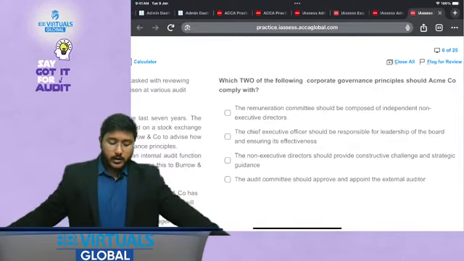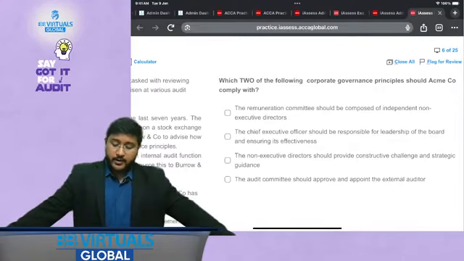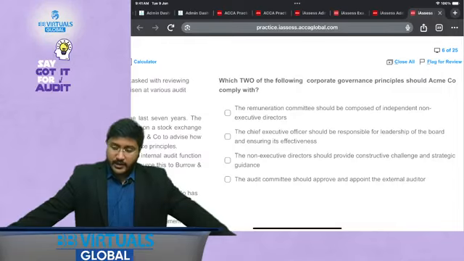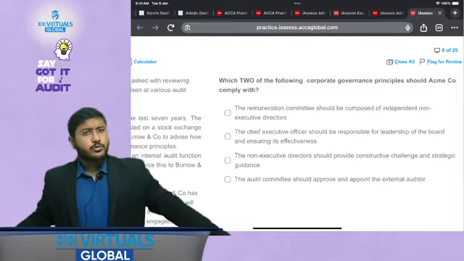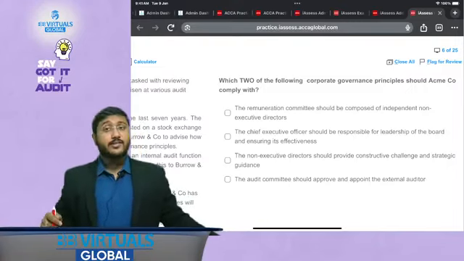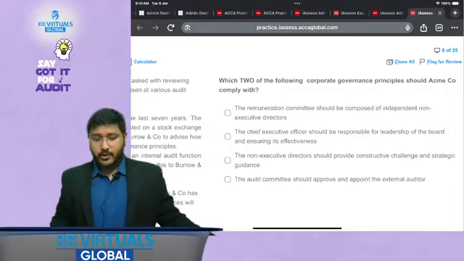so that you are able to solve all the answers appropriately in one go. Now, the non-executive directors should provide constructive challenge and strategic guidance. Non-executive directors are not taking part in the running of the company. So the question is, can they provide guidance? Yes, they generally only provide guidance, right? They are not the executive members.